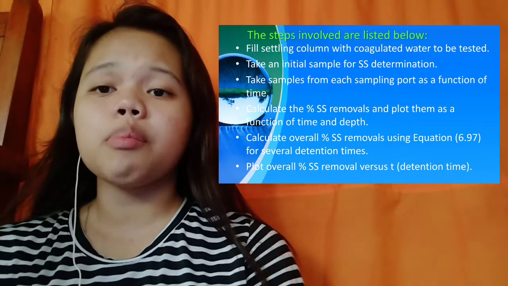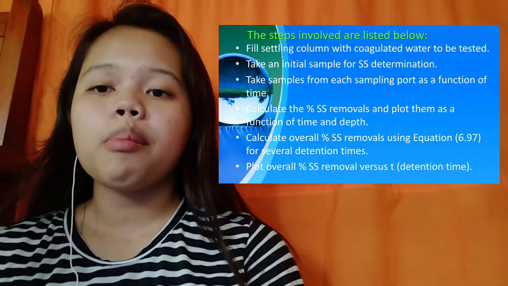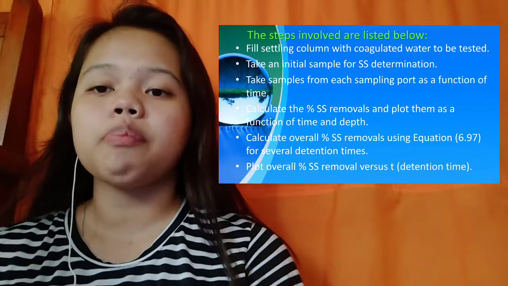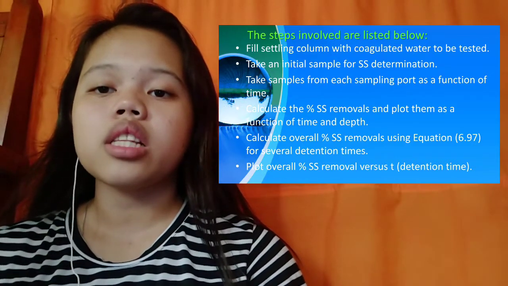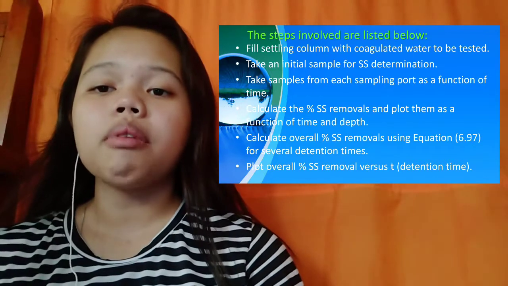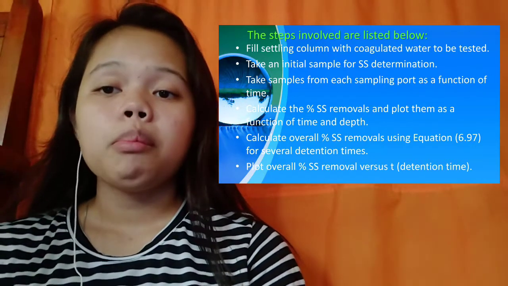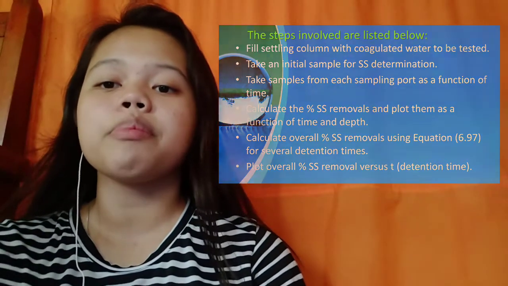Calculate the percent suspended solids removals and plot them as a function of time and depth. Calculate overall percent suspended solids removals using equation 6.97 for several detention times. Plot overall percent suspended solids removal versus time.